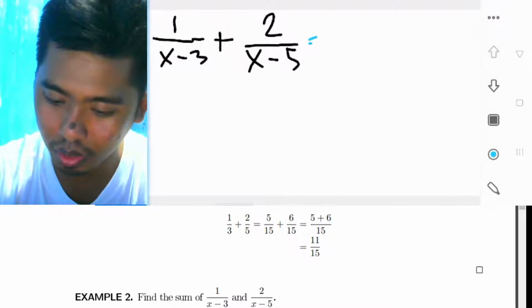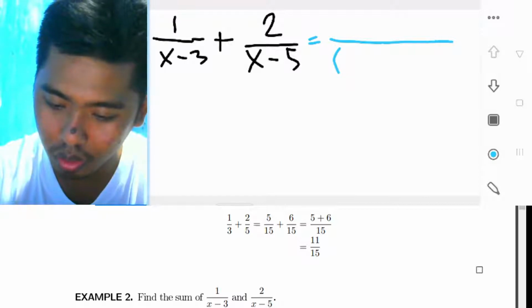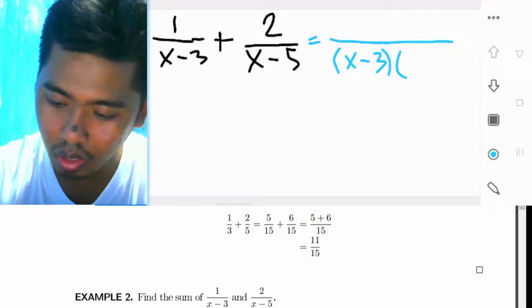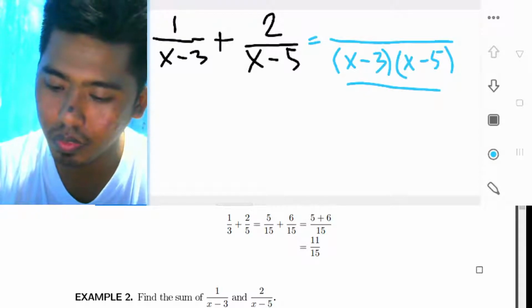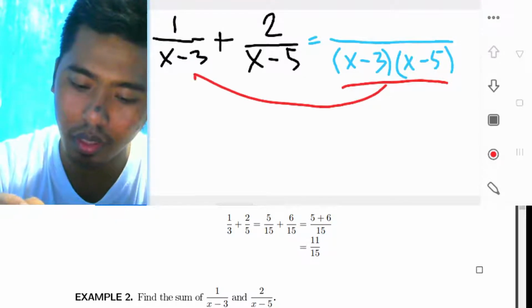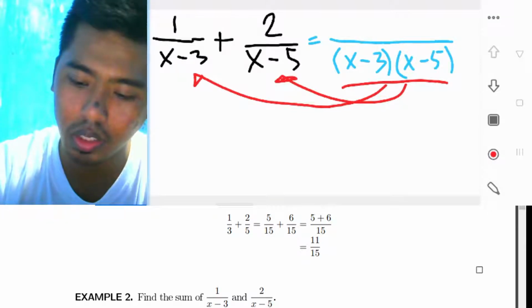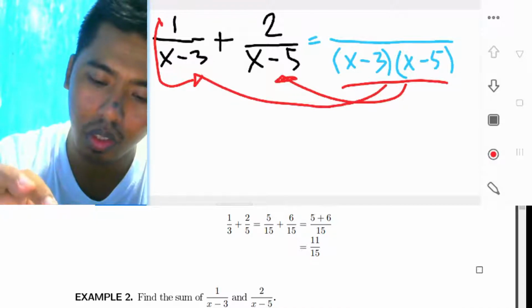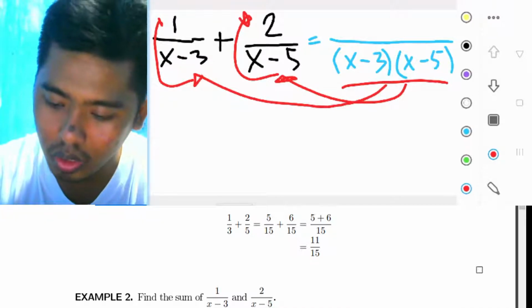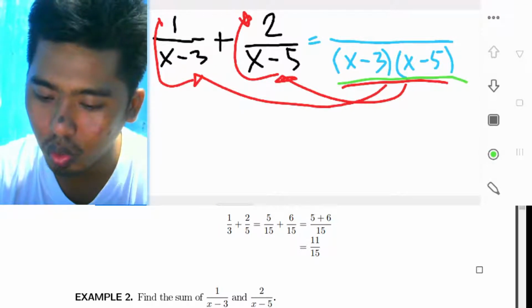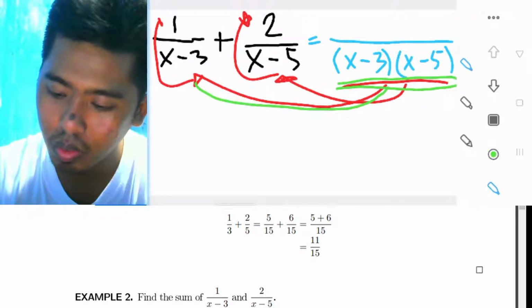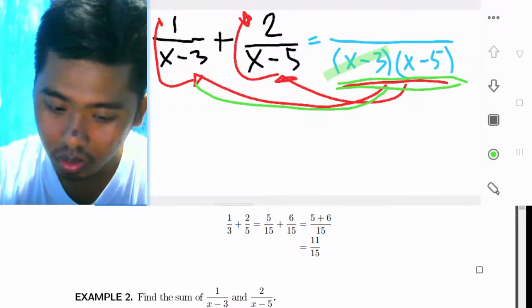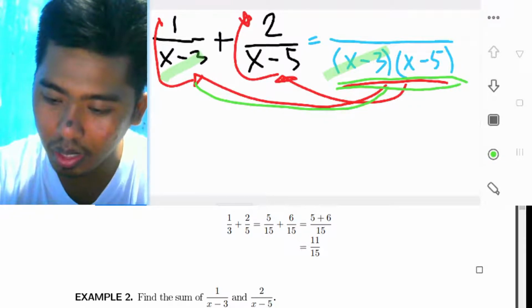So we take both of them as our denominator, x minus 3 then x minus 5, since these are expressions. Same procedure: divide the denominator, then after dividing, multiply the numerator. Let's start with the first one. x minus 3 and x minus 5, divided by x minus 3. Meaning, that cancels. What remains is x minus 5.